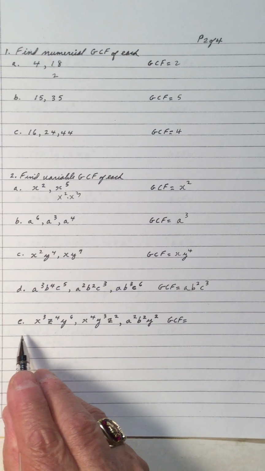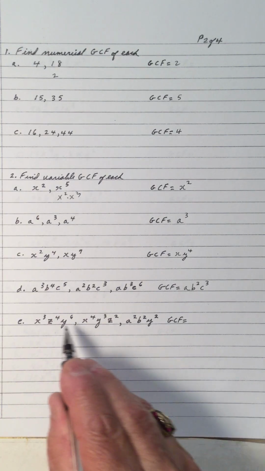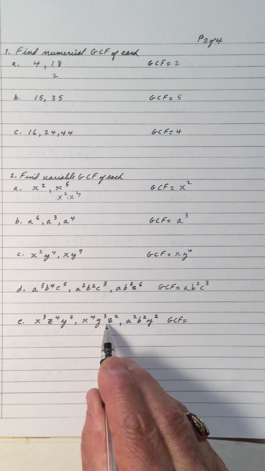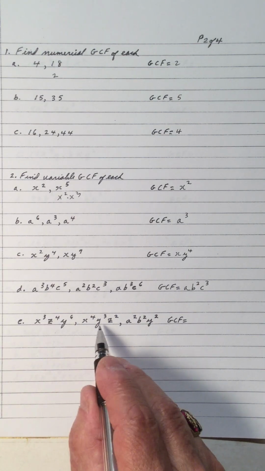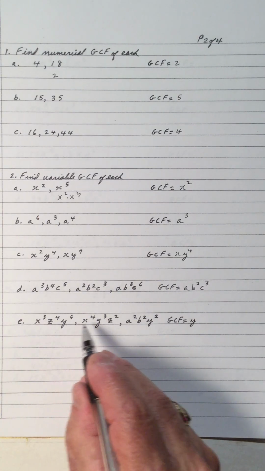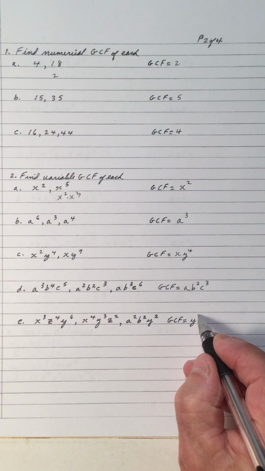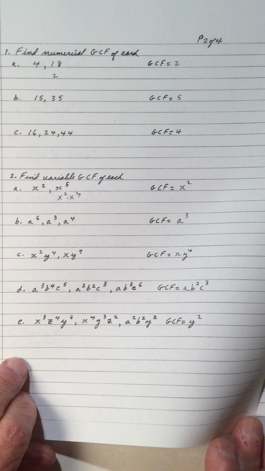And in E, again, we have all these terms. We have an x and an x, but no x. We have a z and a z, but no z. We have a y, so y is the only variable that's common. We got a 6, 3, and 2. So y squared is the GCF.